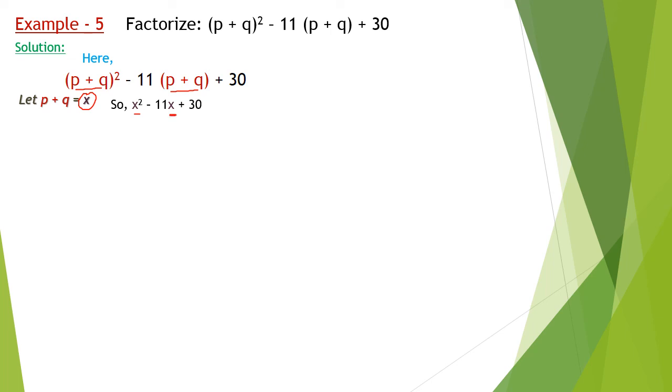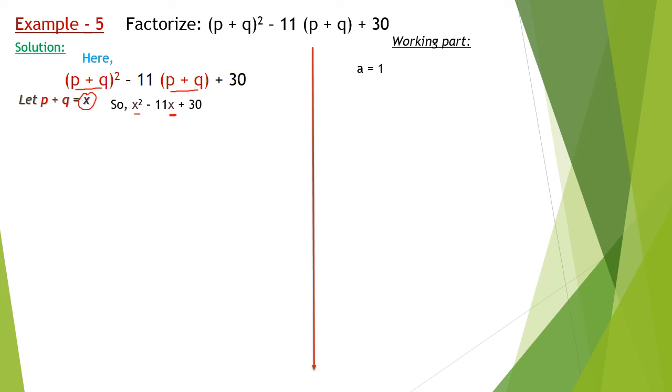P plus q is replaced by x. In this type of question you can suppose a, you can suppose b, you can suppose z also. Here we have supposed x. Now the question looks familiar, isn't it? So let's go to the working part and find the two numbers.